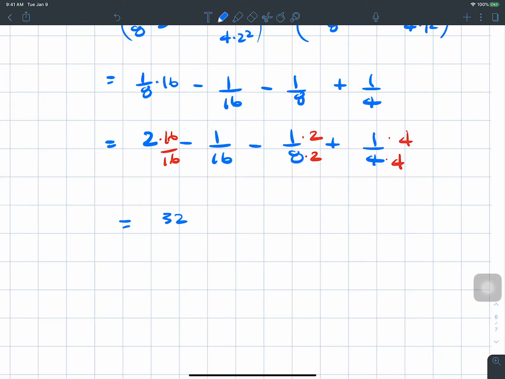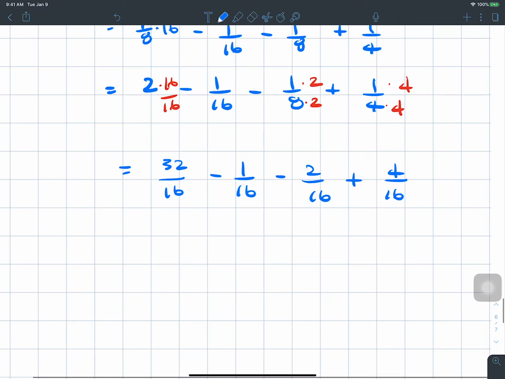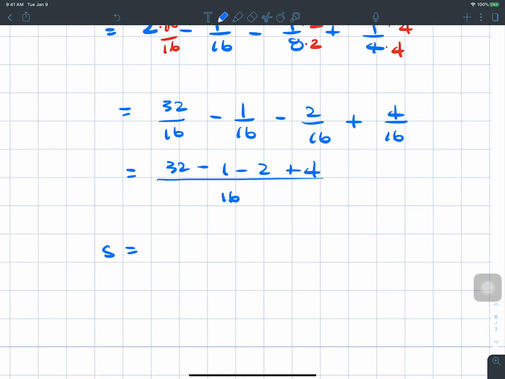So I get 32 minus 1. I guess you might want to see every detail. 32 over 16 minus 1 over 16 minus 2 over 16 plus 4 over 16. They're all over 16, so I get 32 now, minus 1, minus 2, plus 4, everything over 16. So we're going to get our arc length to be 33 over 16.